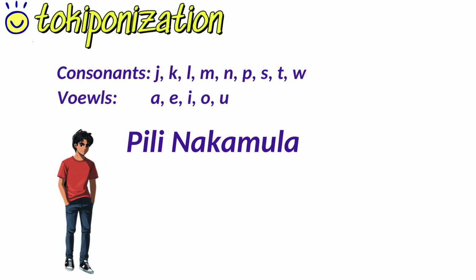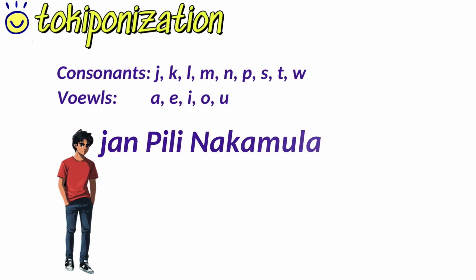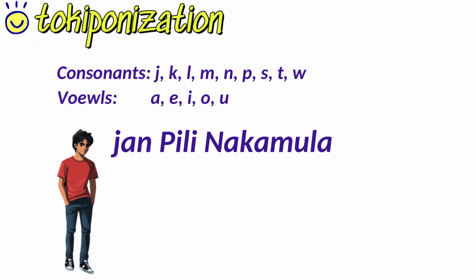We usually also try to preserve the number of syllables. In our case, Philip Nakamura becomes Pili Nakamula. And to indicate that it is a name of a person, we typically precede it with yan. Also note that in Tokipona, stress is always on the first syllable, so Nakamura becomes Nakamula.